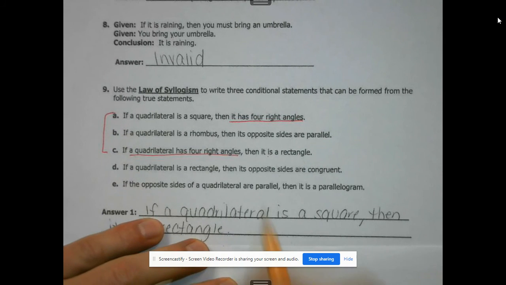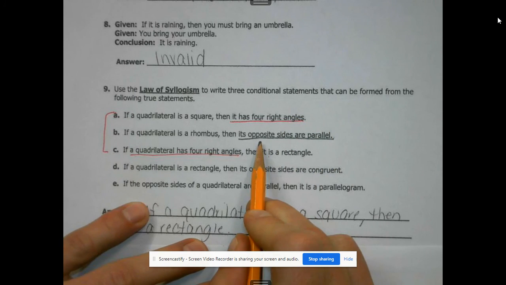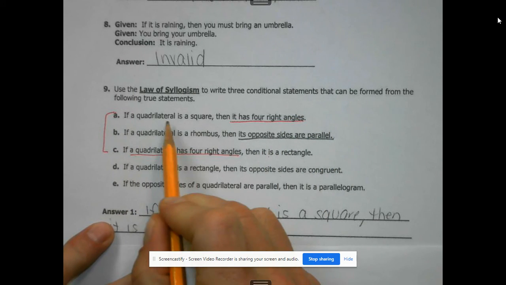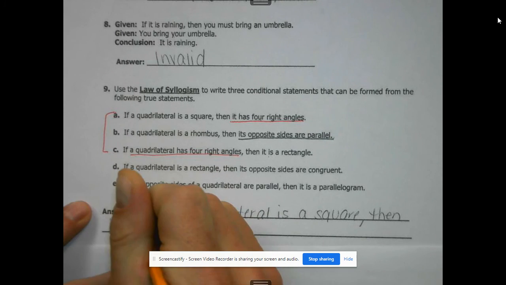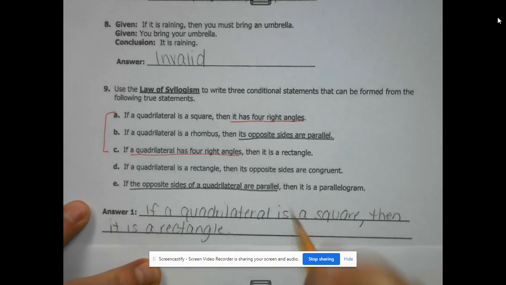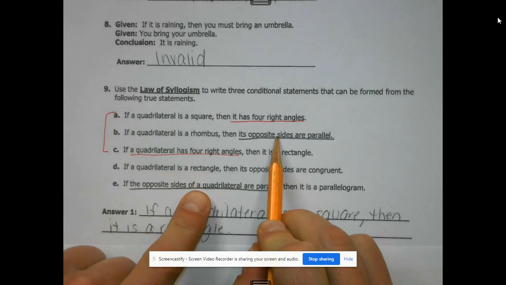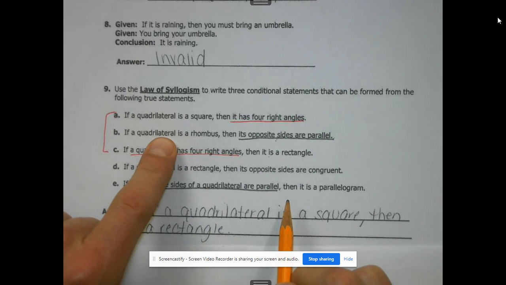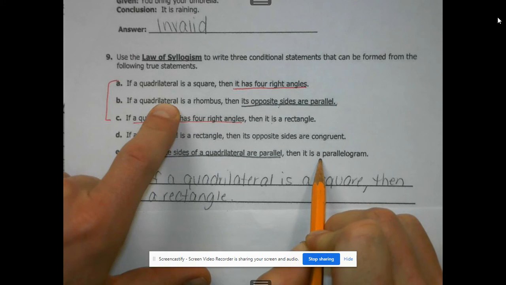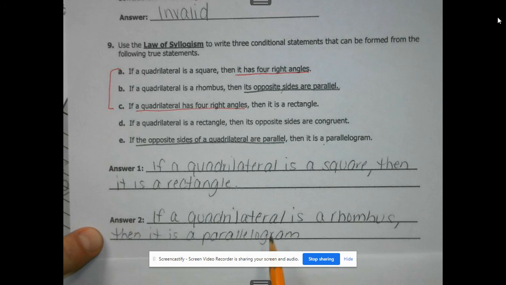Let's look at B. I'm looking for hypotheses to say the opposite sides are parallel. Well, no. Hey, here it is. The conclusion from the first matches the hypothesis of the second. So since this matches up, I can combine the hypothesis of B with the conclusion of E. So if a quad is a rhombus, then it is a parallelogram. Boom, got it.